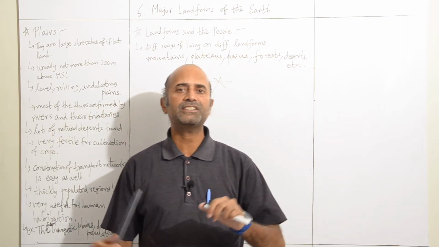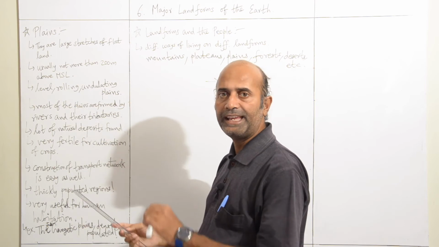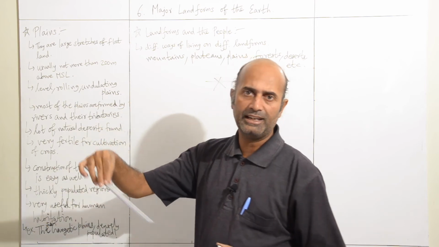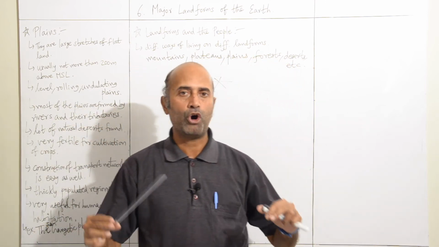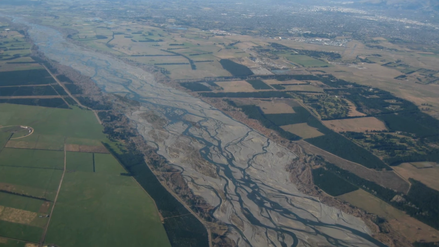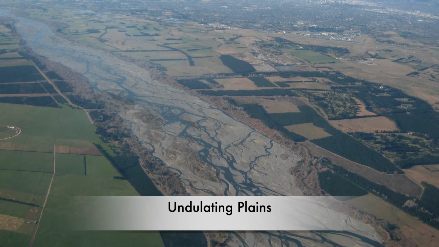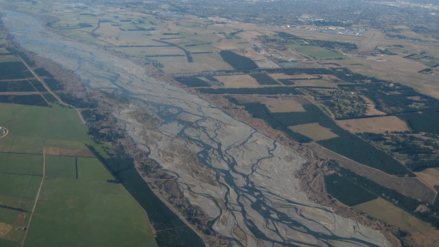However, some plains may have different levels. Some plains may have rolling levels, like maybe up and down, like a wavy form. And some plains may be undulating. Undulating means a little bit of wavy form, a little bit of random zigzag form.